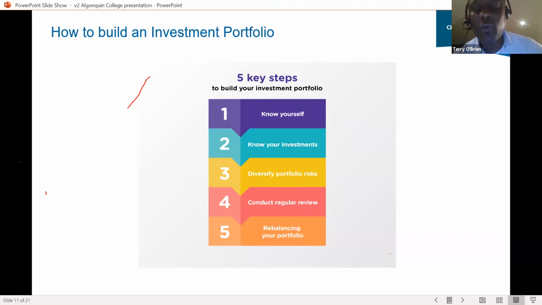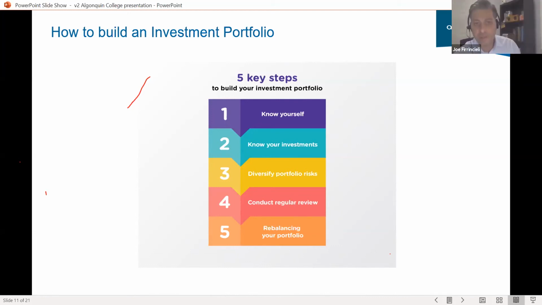Rebalancing your portfolio. So with rebalancing your portfolio, you have different investments in your portfolio. You want to make sure they're rebalanced to align with the goals that they're in your portfolio for, but also to take advantage of market opportunities when they present themselves.